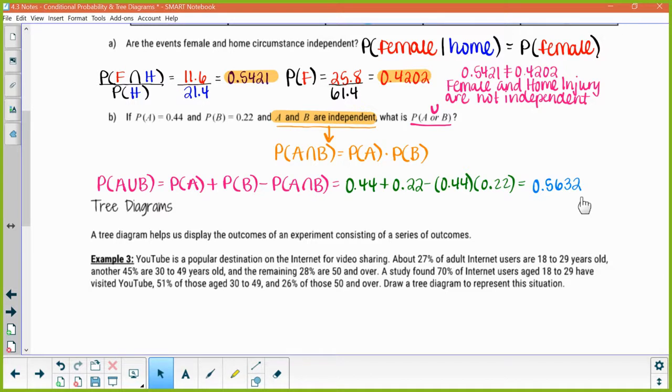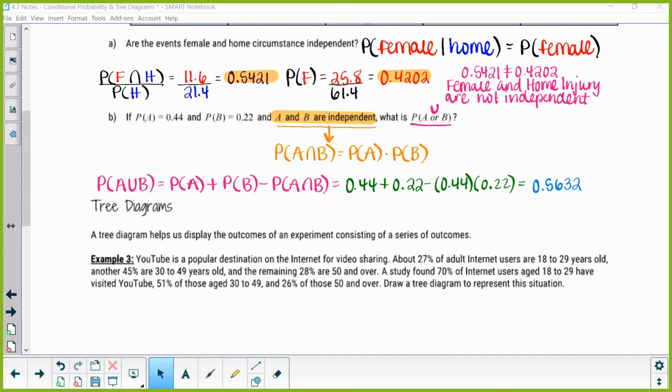Now, the next section that we're going to cover, I'm sure you are very familiar with. I know you've probably done them at some point in your math career. It's not necessarily covered on the AP exam anymore. However, it is very helpful in organizing information, because sometimes they give you a lot of data and it can get overwhelming and confusing. So we like to use tree diagrams. A tree diagram helps us display the outcomes of an experiment consisting of a series of outcomes.